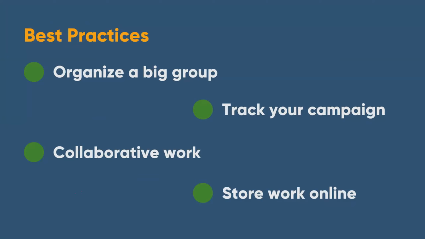The first one is in organizing a big group. If you have a larger group of students on your team, such as a classroom or a school club, you may want to break them into smaller groups to help you manage them easier. So you can do this either by having them form separate teams that will work on separate projects, or you can organize them into committees who will be responsible for different tasks within the same project.